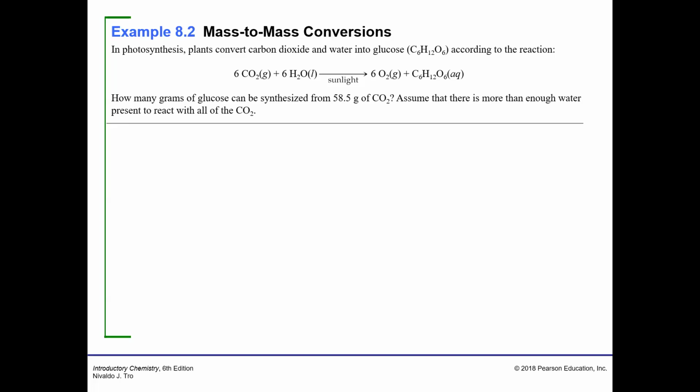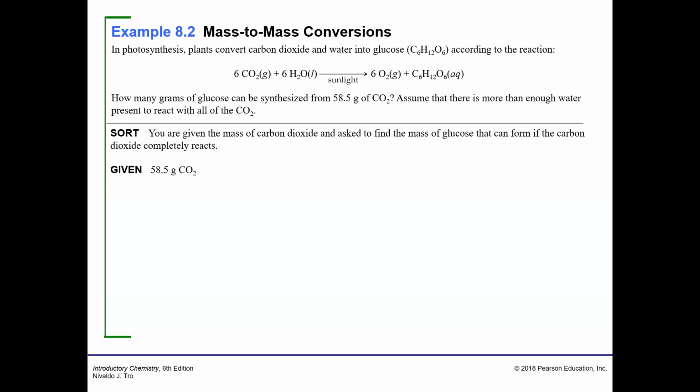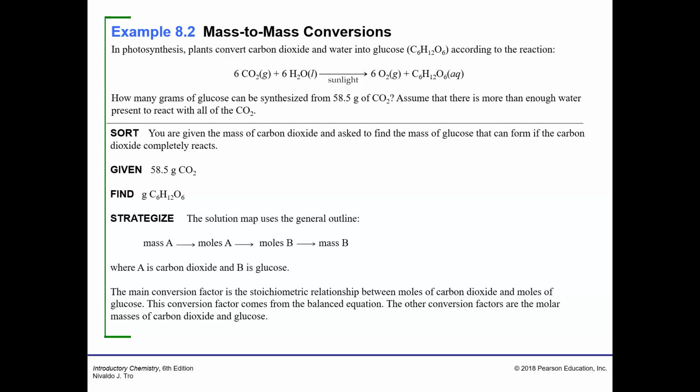And so how much glucose is the plant going to produce? You are given the mass of carbon dioxide and asked to find the mass of glucose that can form if the carbon dioxide completely reacts. So given 58.5 grams of carbon dioxide, we are going to find the grams of glucose, C6H12O6. Strategy. You need to strategize.